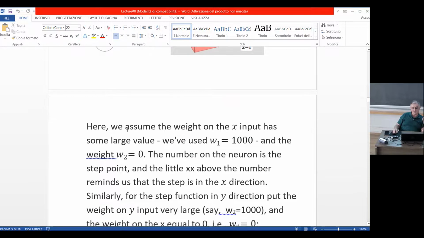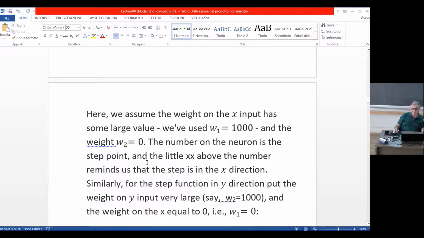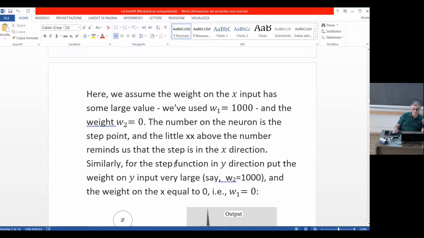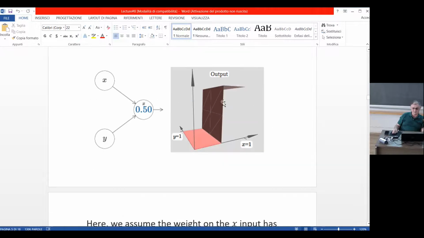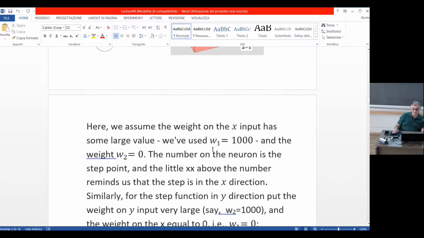So we assume that the weight on x input has some large number, 1000, and the weight W2 is 0, as we told. So we have the step function in this.